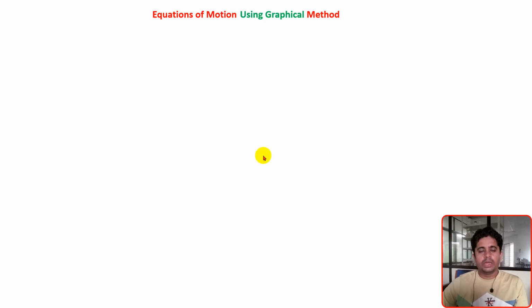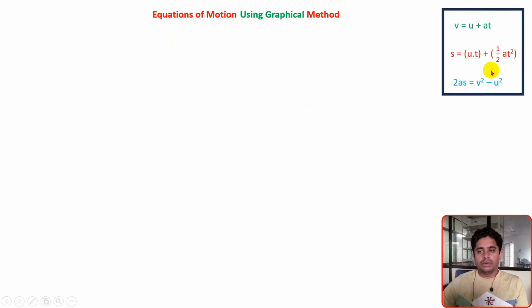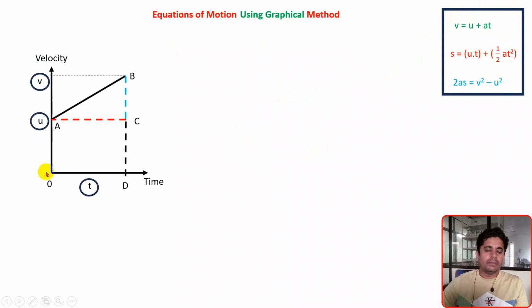Hello everyone. Let us continue our discussion on equations of motion using graphical method. So these three equations we want to derive. First one we have derived in last video. We will focus on the second equation in this video. Again with the same graph and same notations we will go.